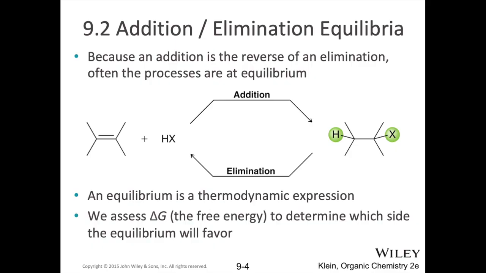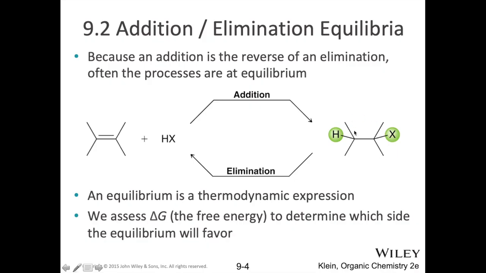For example, if we do a hydrohalogenation, we can add this hydrogen halide. We add a proton to one carbon, and the resulting carbocation adds on the halide ion, and that gives us the corresponding alkyl halide.